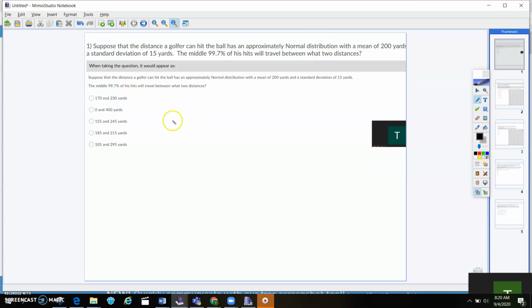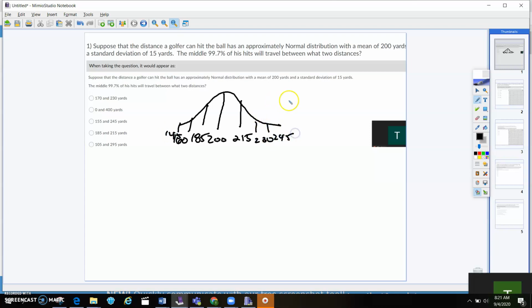Okay, so first thing we have to notice is that this is normally distributed, so the mean is 200, and then we have a standard deviation of 15. That means that every 15 points, I have something that looks like this. Okay, and they want to know about that 99.7%. With 99.7%, they're talking about the percent that's underneath the curve.